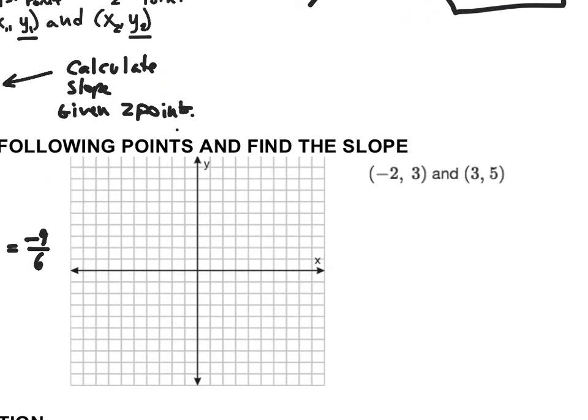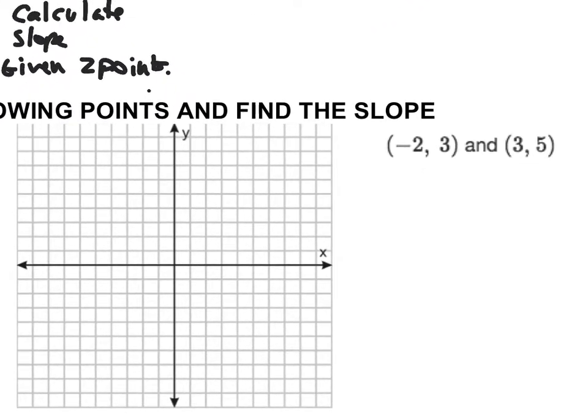All right, and let's just go ahead and graph these points here. So I've got the point negative 2, 3, right here. Okay, and the point 3, 5. So 1, 2, 3, 1, 2, 3, 4, 5. Okay, so from here, let's go ahead and draw my line. All right, and so there's my line.